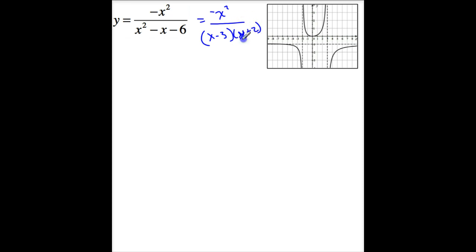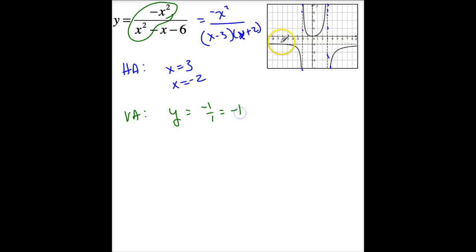So I always do vertical asymptotes first. The vertical asymptotes will be at x equal 3 and x equal -2. And lo and behold, that is what I find on my graph, -2. Now I want to look at my horizontal asymptotes. To do that, I only need to look at the highest coefficient. So for that, that will be y equals -1 over 1 or -1.